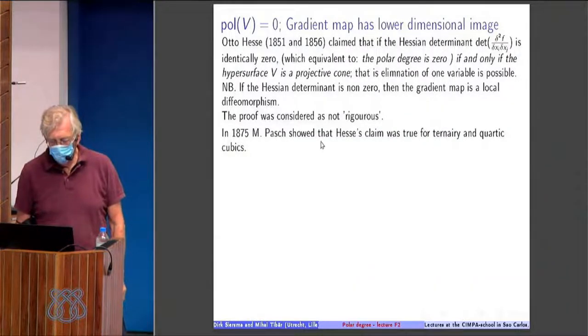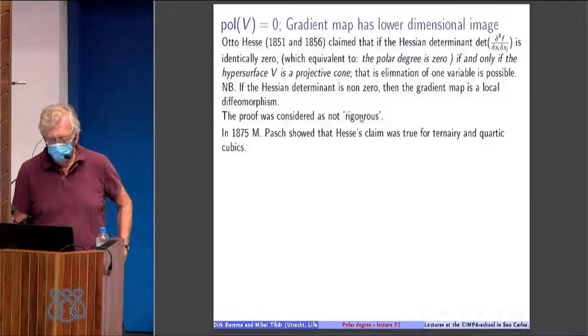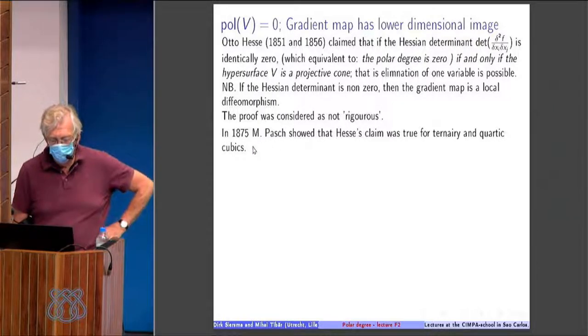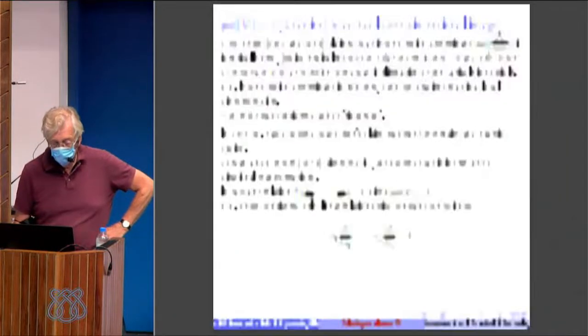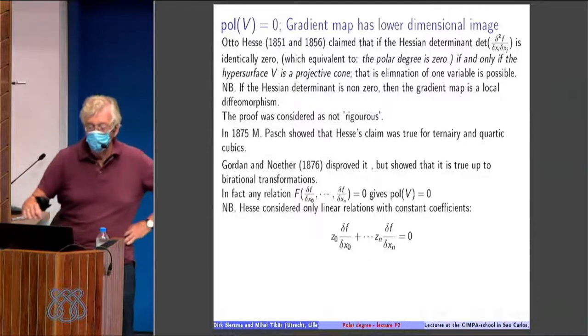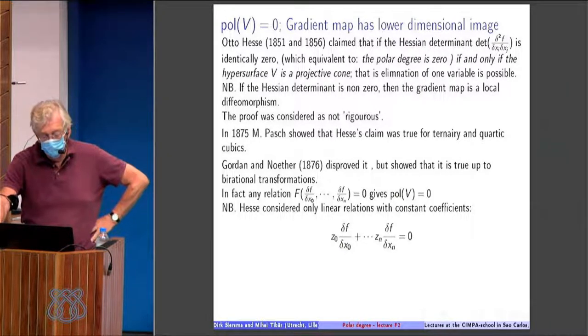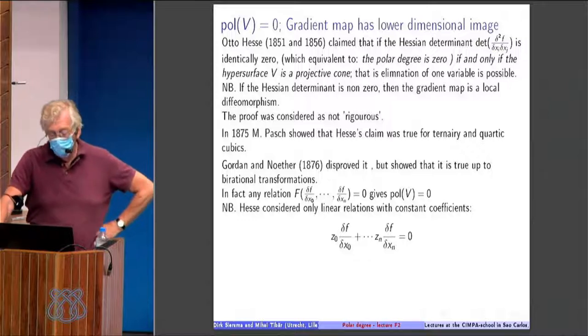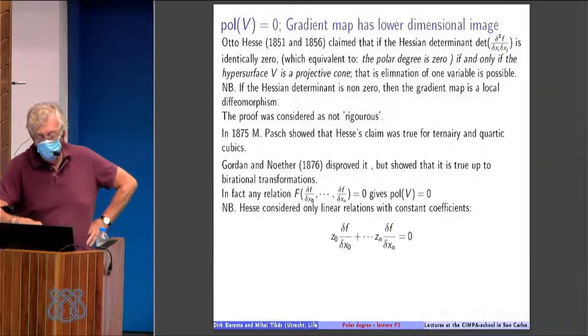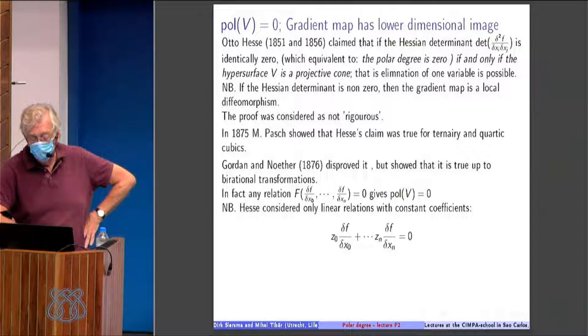But it was not true. Although one could show that it was true for ternary and quartic cubics. But then came the counterexample in 1876. Gordon and Noether showed that it is only true up to birational transformations. And in fact, any relation between the partial derivatives gives you that the polar degree is equal to 0.